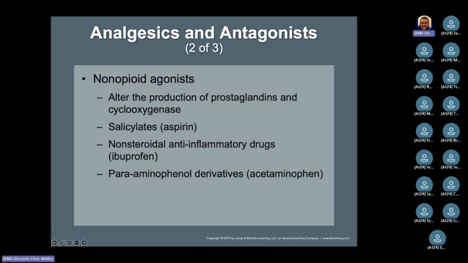And then you have your para-aminophenol derivatives. We talk about that as in Tylenol. That's one of the biggest ones right here. Acetaminophen is in your Tylenol.